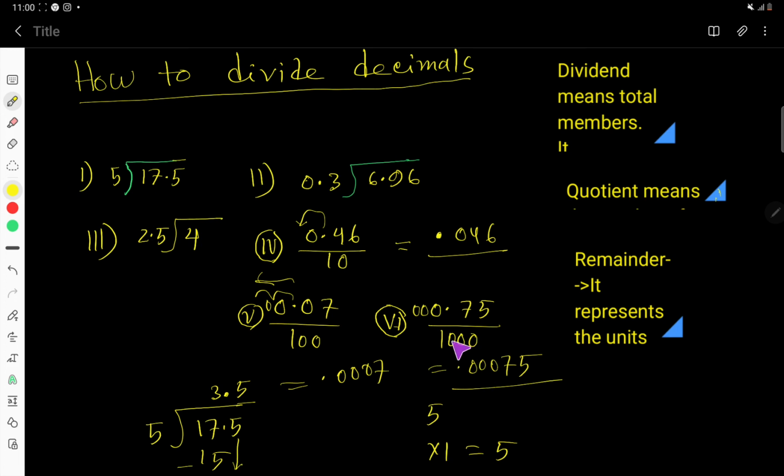To divide a decimal number by 10, 100 and 1000 is easy. You just have to count the number of 0s, and then you have to move the decimal point the same number of places to the left, right? You know that when we divide, we reduce the dividend.